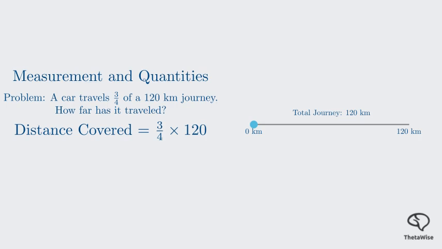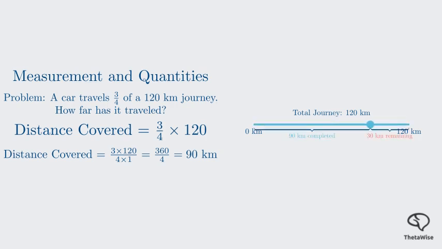We can write 120 as 120 over 1. Then we multiply the numerators and the denominators. This gives us 360 divided by 4, which equals 90. So the car has traveled 90 kilometers. The car has completed 90 kilometers of its journey, with 30 kilometers remaining. Fractions allow us to easily calculate parts of a whole measurement.